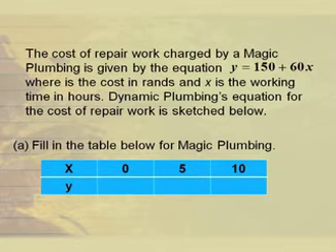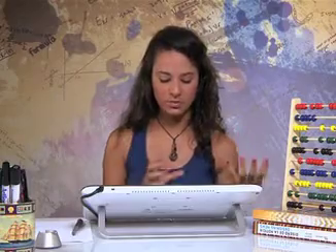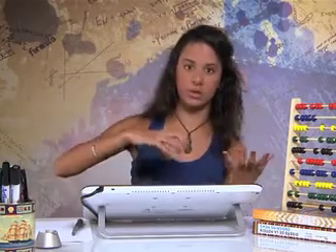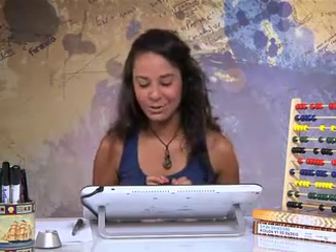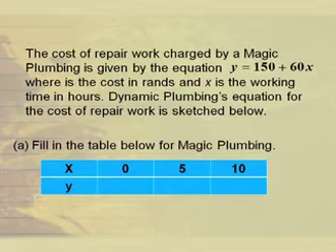Alright, so we're given the equation, all we've got to do is substitute. The equation is y is equal to 150 plus 60x. Now substitution is so easy, guys. Wherever you see whatever you need to substitute, you just put it in over there, alright? I can't even explain it in a different way. Y is equal to 150 plus 60 times x. We're given all the x values, so we just have to multiply the x values by 60.